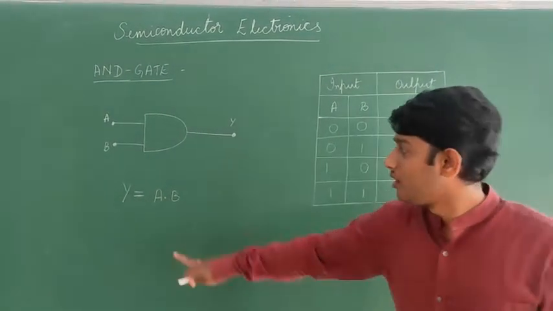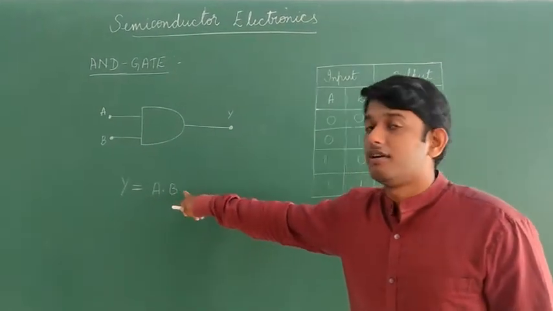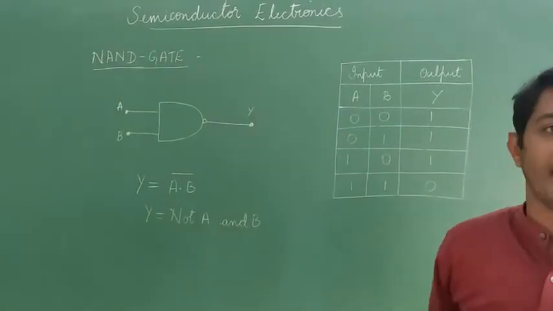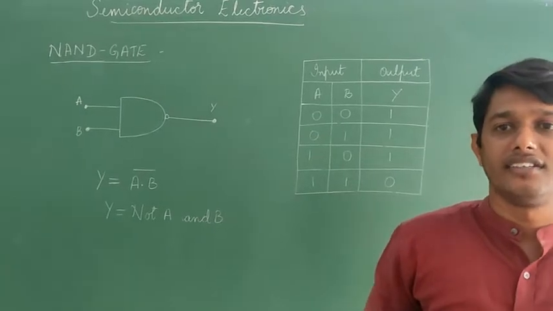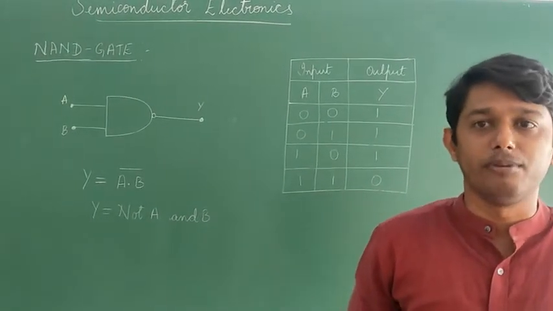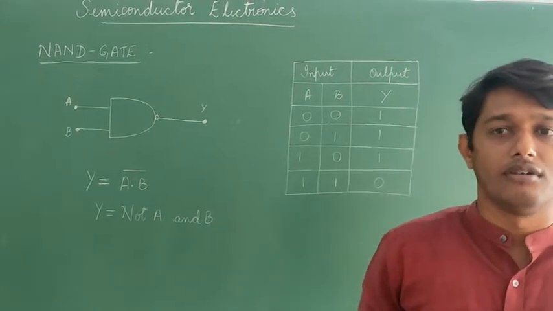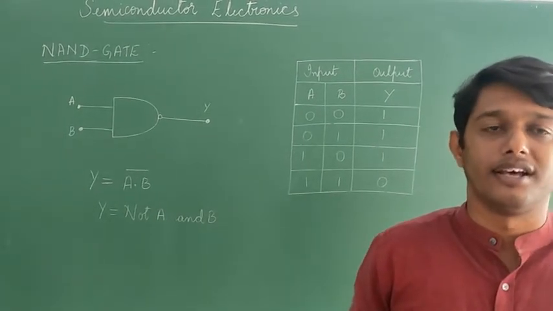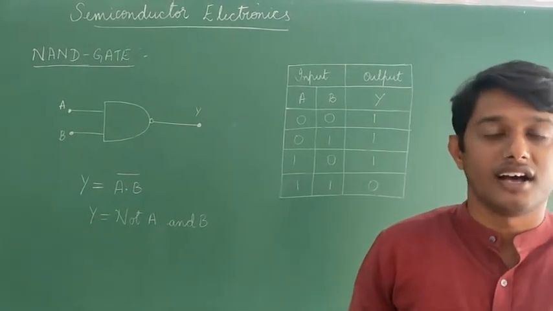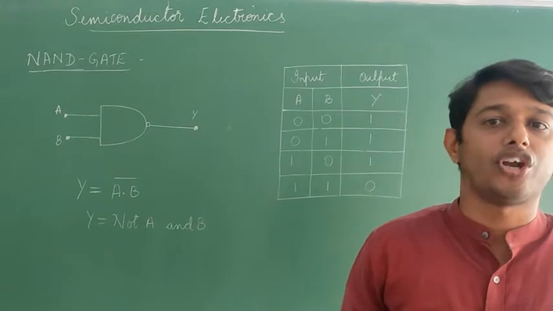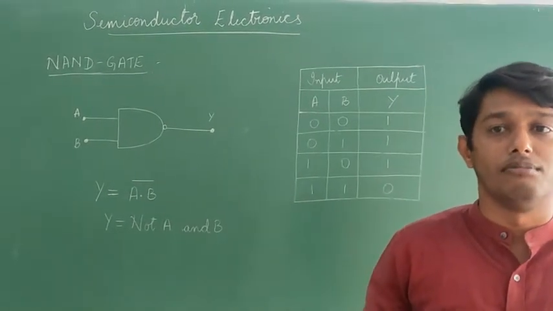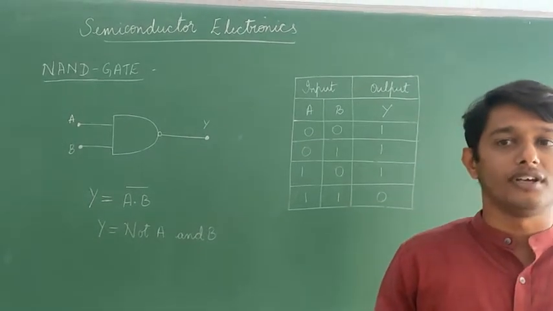It is read as y is equal to a and b. The next one is NAND gate. The NAND gate is an AND gate followed by a NOT gate. If inputs a and b are both 1, the output is 0.